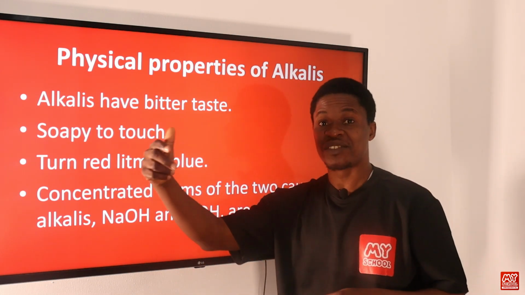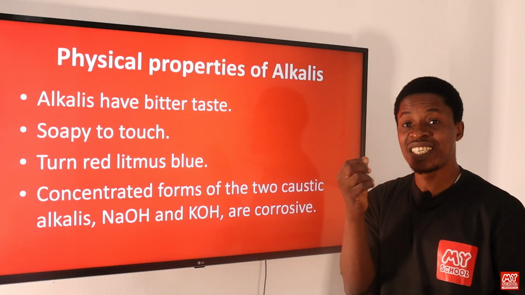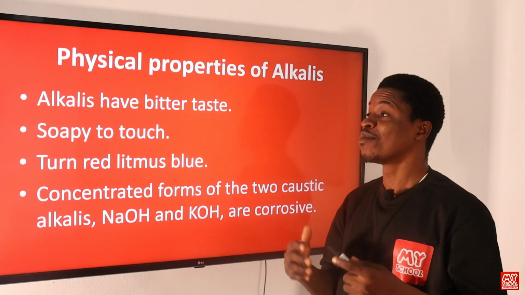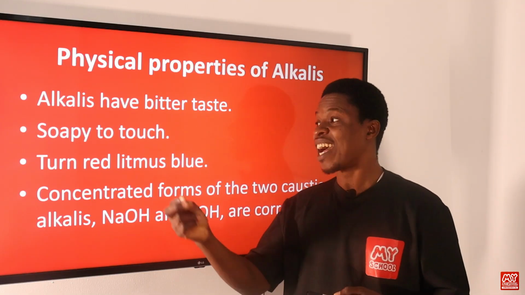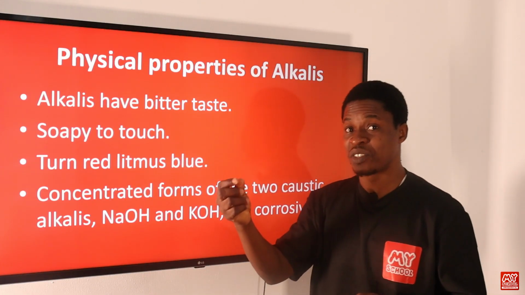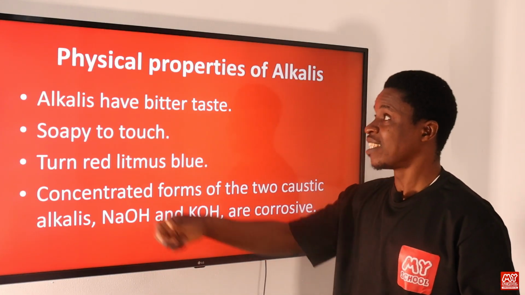So that is actually what is responsible for the soapy touch, the slippery touch that we feel in soap, because we use caustic soda, or alkali. And because all alkali have a soapy touch, they have that slippery touch when you touch them. That's how you can identify an alkali.